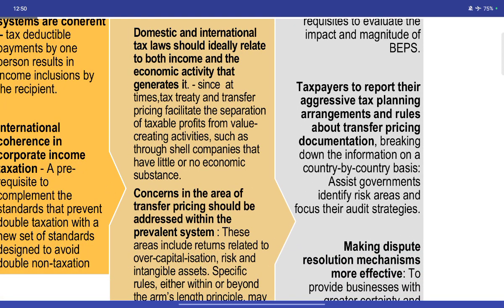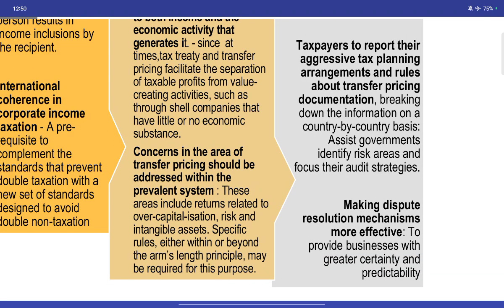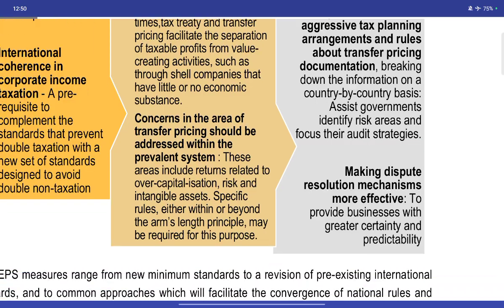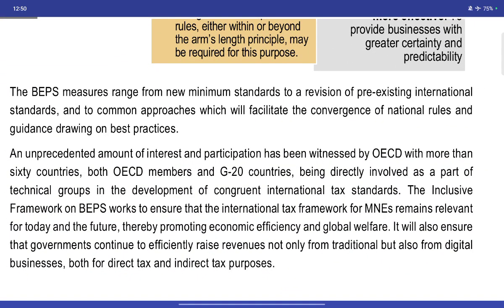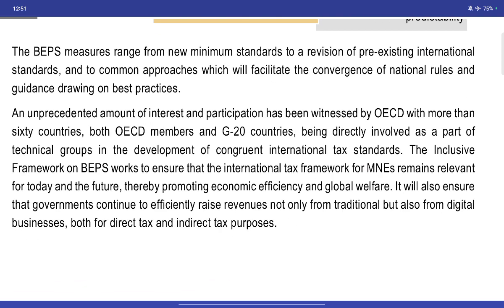Taxpayers should report aggressive tax planning arrangements, and rules about transfer pricing documentation should break down information on a country by country basis, to assess government risk, identify the risk areas and focus audit strategies. Making dispute resolution mechanisms more effective provides business with the greatest certainty and predictability. The BEPS measures range from new minimum standards to revising pre-existing international standards, to common approaches facilitating convergence of national practices, and guidance drawing on best practices.